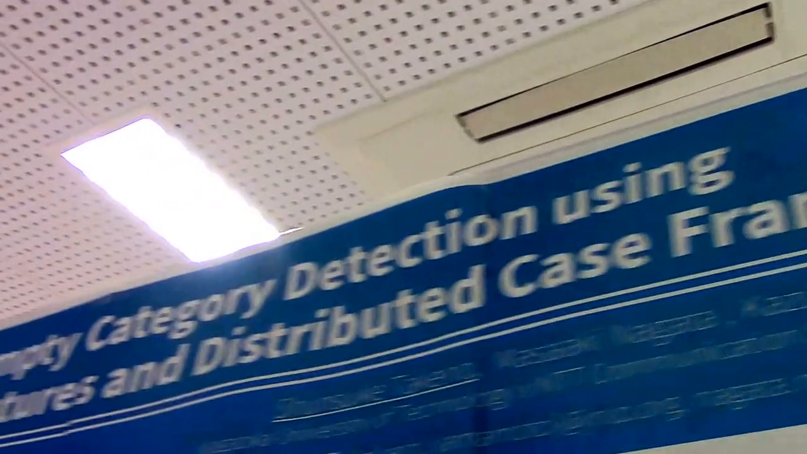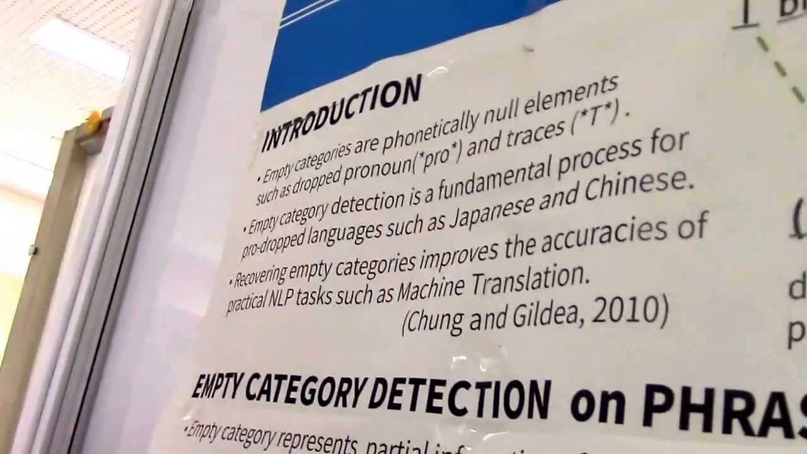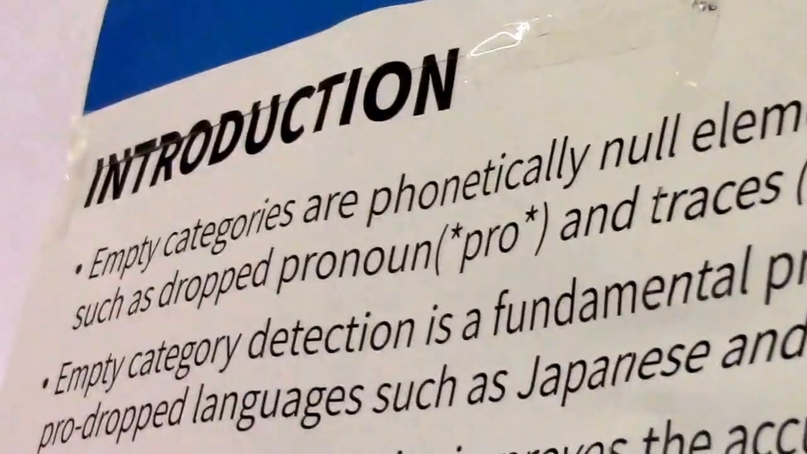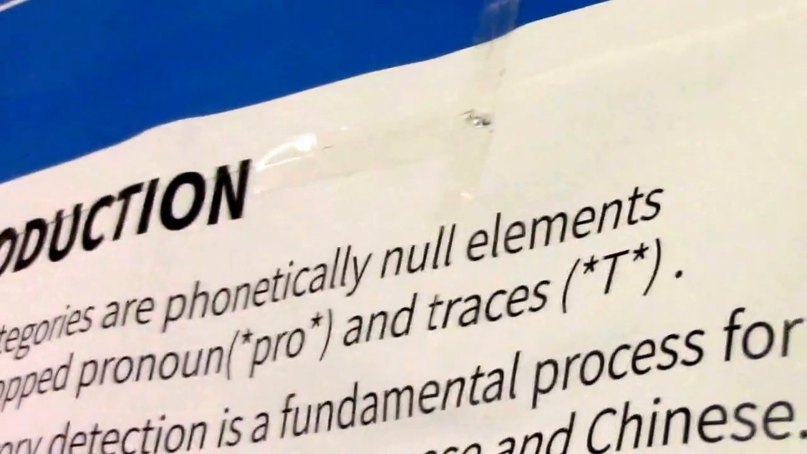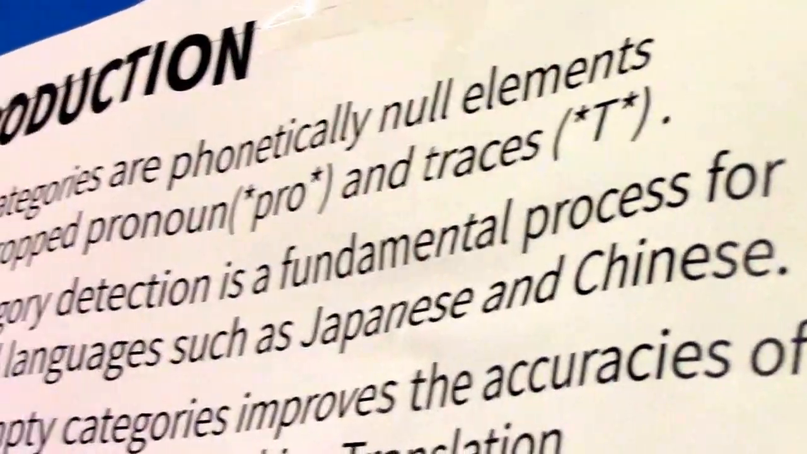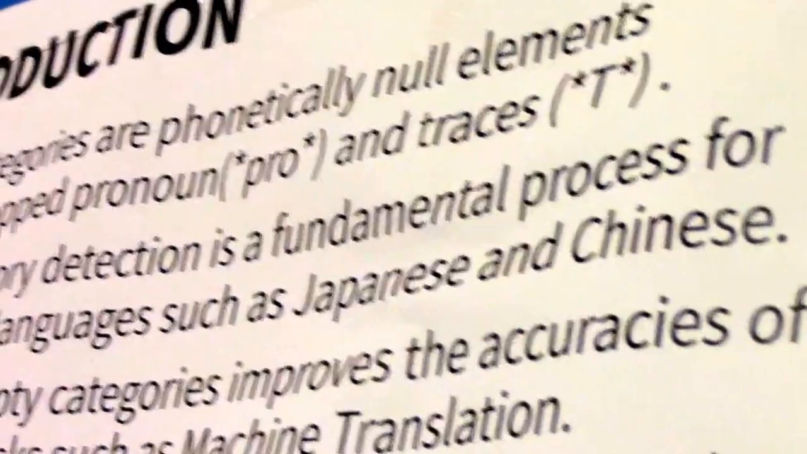As an introduction, do you know empty categories? Empty categories are phonetically null elements such as the dropped pronoun and traces. Empty category detection is a fundamental process for pro-dropped languages, especially such as Japanese and Chinese.